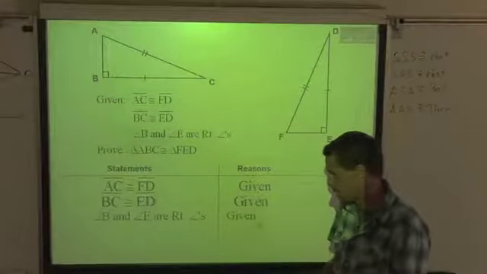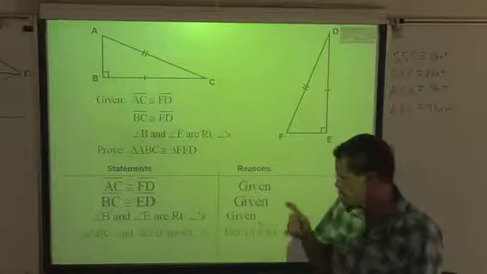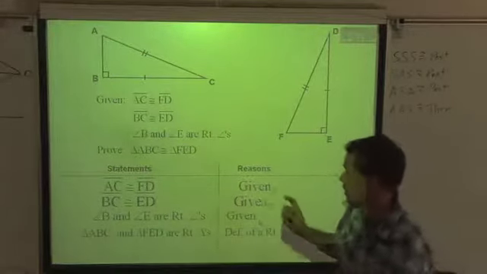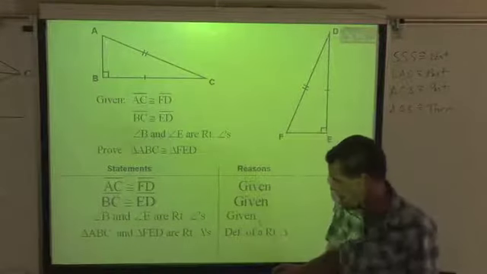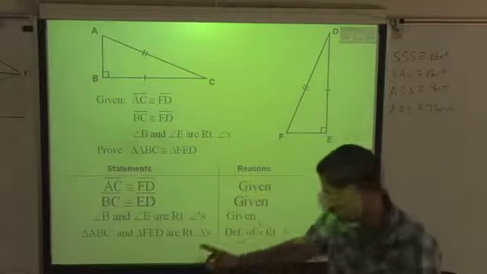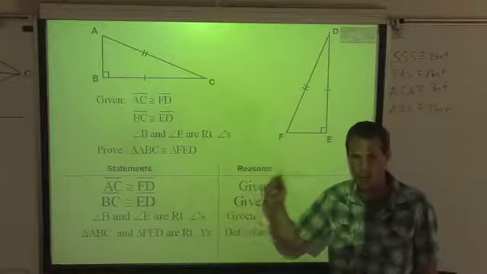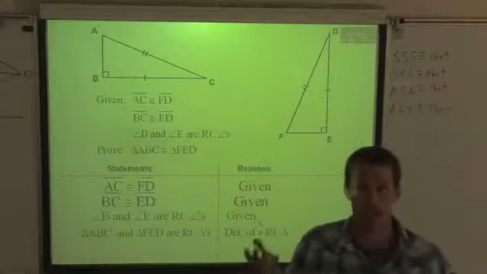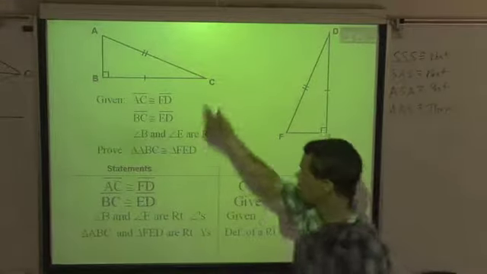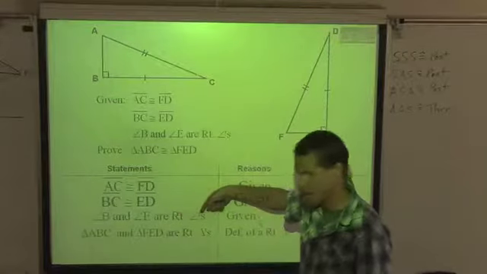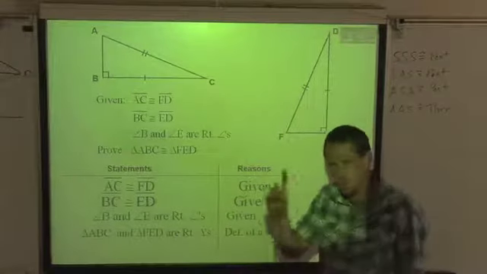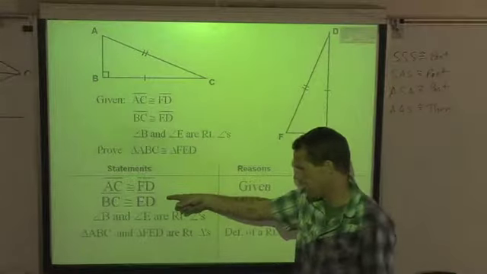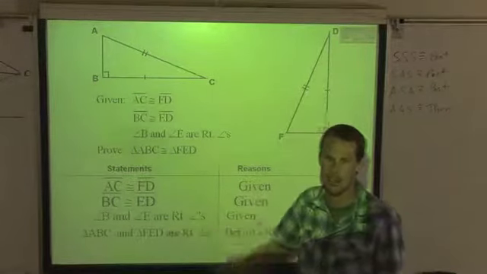So I'm going to say triangle ABC and triangle FED, notice the order is correct, A matches F, are right triangles. There is a difference here, not right angles, right triangles. By definition of a right triangle. The definition of a right triangle is a triangle with a right angle. This is the one key ingredient to using hypotenuse leg. You must have a hypotenuse, a leg, and you must say they are right triangles.